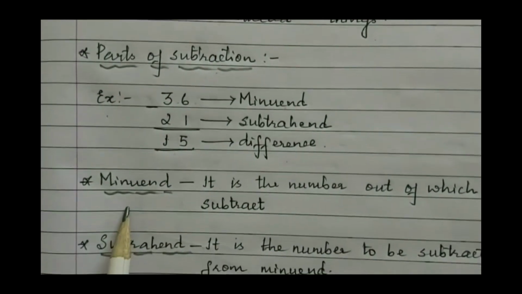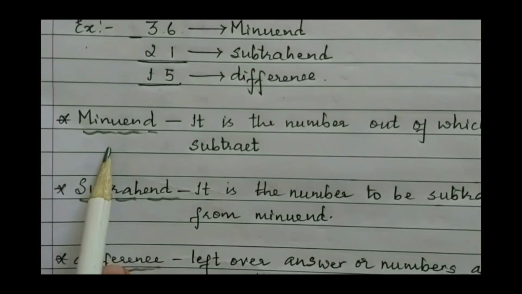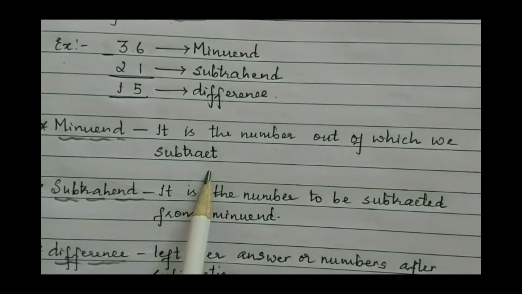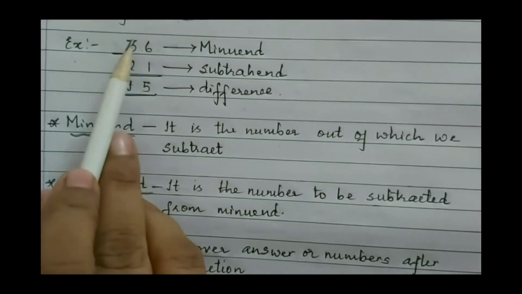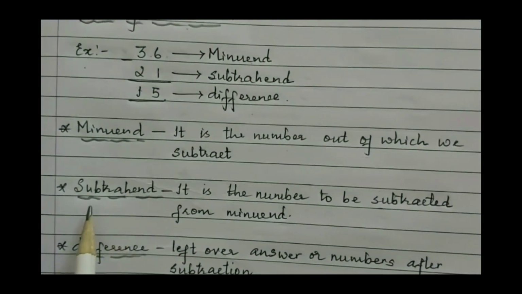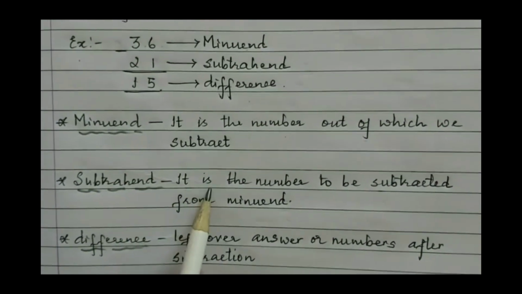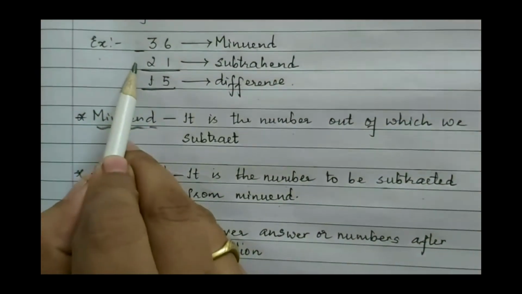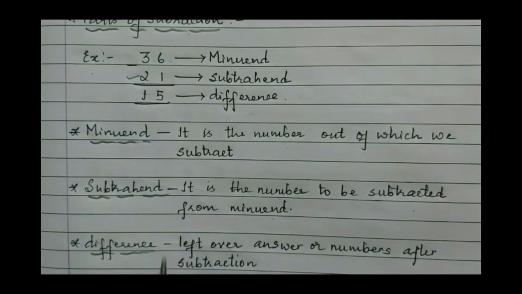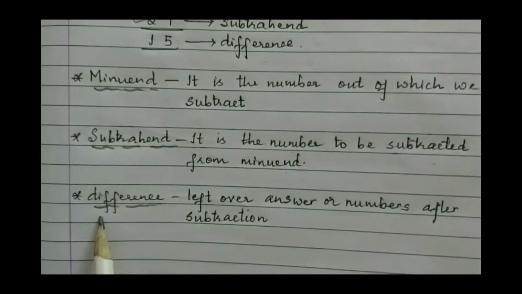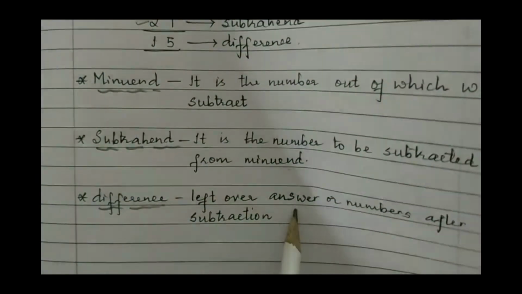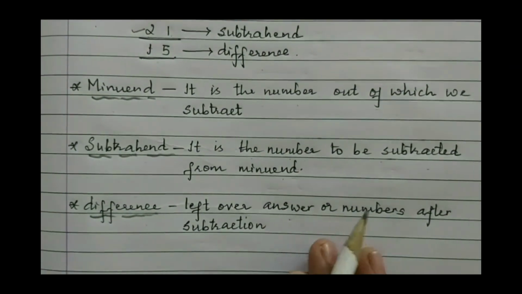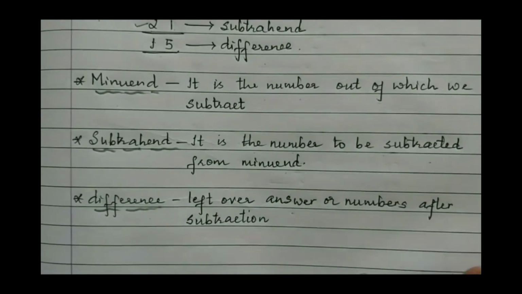What is minuend? It is the number out of which we subtract, that is the bigger one out of which we are going to subtract. Subtrahend. It is the number to be subtracted from minuend, that is the smaller one, that is 21 is subtrahend. So if we subtract, what is the difference? The leftover answer or numbers after subtraction is called as difference.